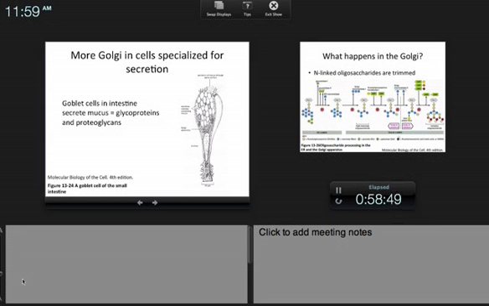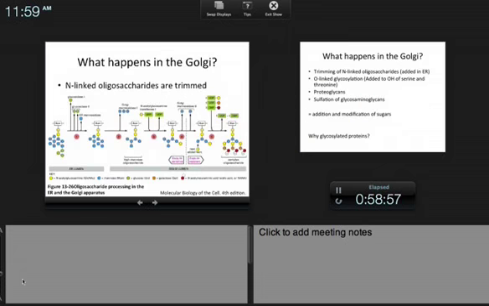What cells have lots of mitochondria? Muscle, yeah, muscle cells. Okay, so what happens in the Golgi?